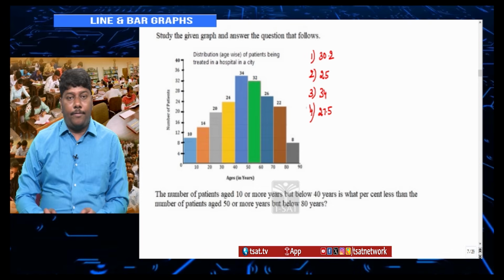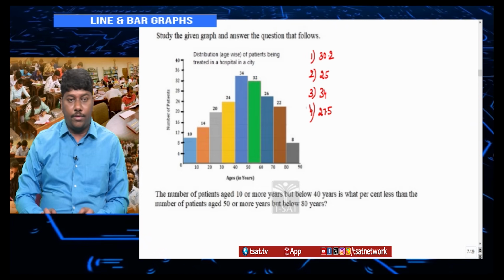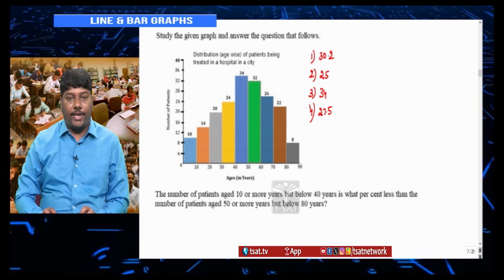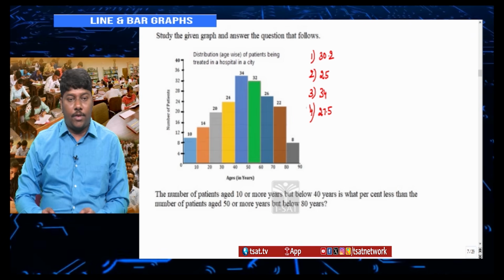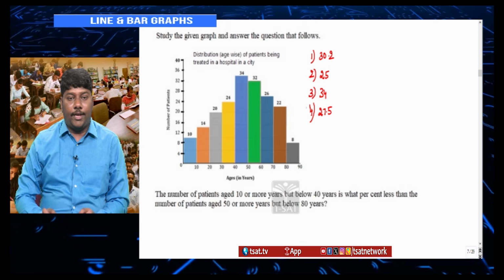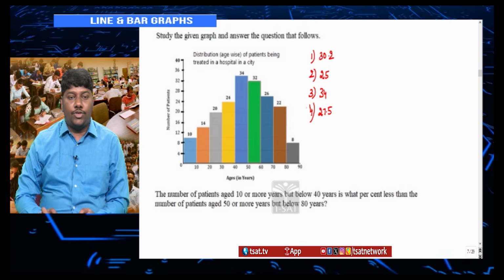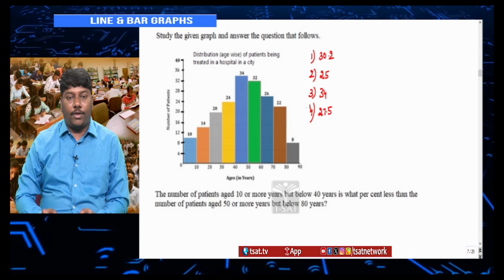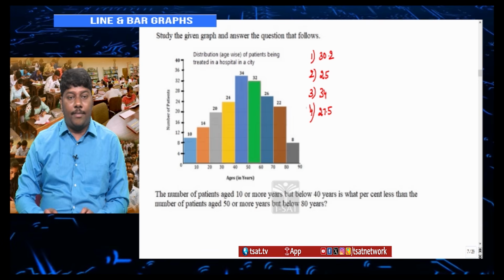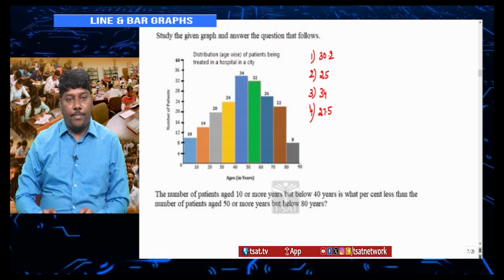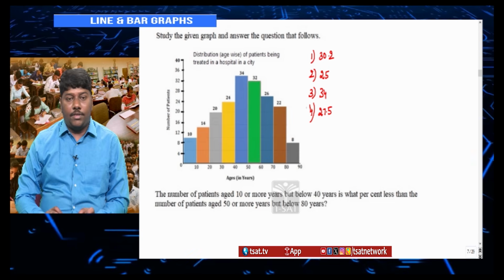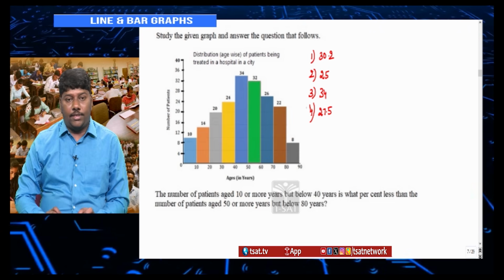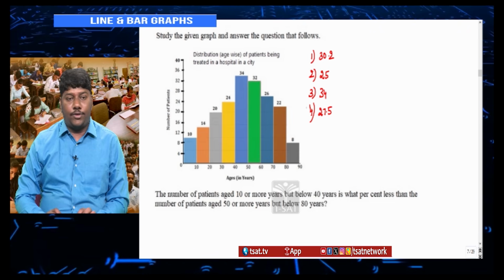Study the given graph and answer the question that follows. Distribution age-wise of patients being treated in a hospital in a city. It is given from 0 to 10, 10 to 20. That is the age groups, 20 to 30, 30 to 40, 40 to 50 and so on, and the number of patients is also given. So, generally we call it the data and the frequency. So, these are the class intervals, then that is the frequency. So, they have given a complete histogram here.